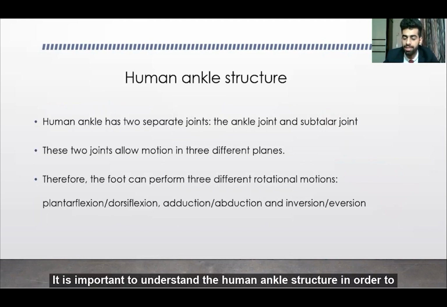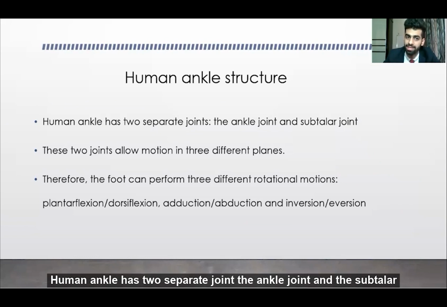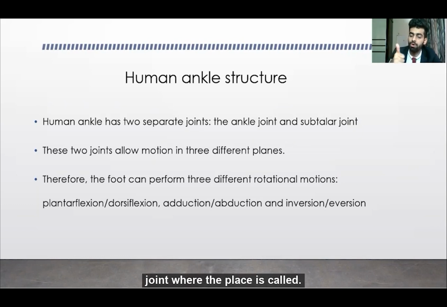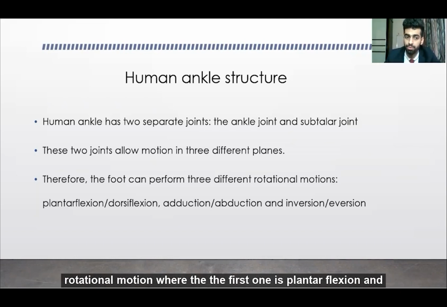Human ankle structure. It is important to understand the human ankle structure in order to have better mechanism design. Because the human ankle has 2 separate joints, the ankle joint and the subtalar joint. These 2 joints allow motion in 3 different planes. Therefore, the foot can perform 3 different rotational motions.